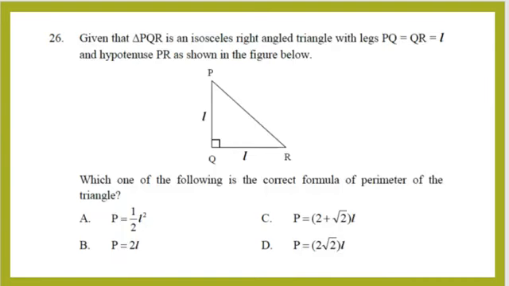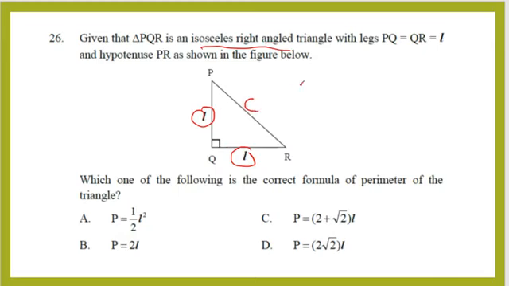Question number 26. It says, given triangle PQR is an isosceles right angled triangle. That means these are the legs. The two shorter sides are legs, and the hypotenuse side, which is found opposite to the 90 degree, is unknown, but the two legs are given to you, L, L, because they are equal, isosceles. Therefore, we can find the hypotenuse.